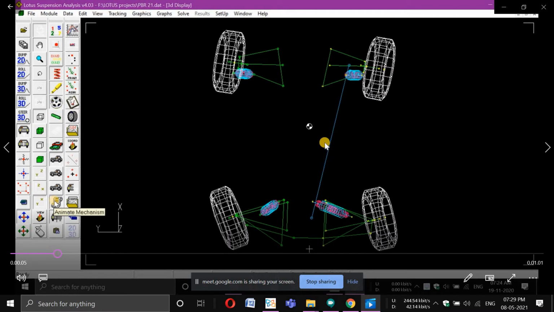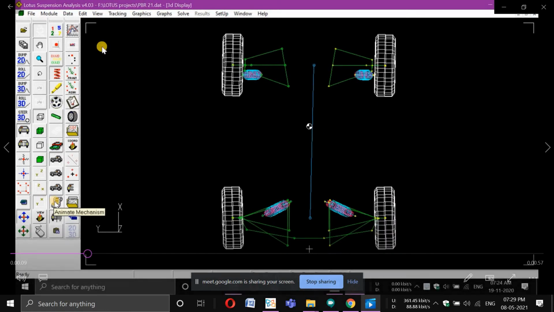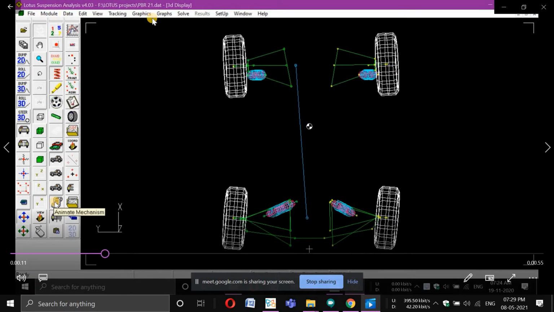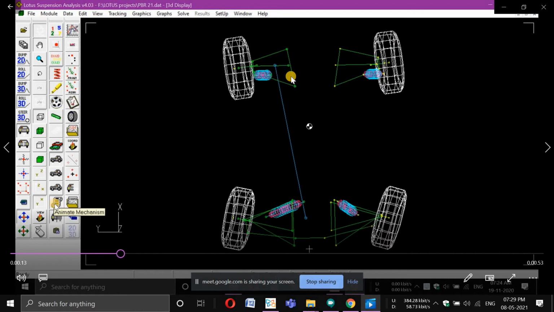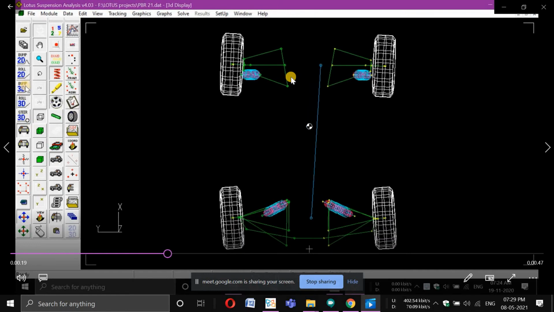Sir, can you see this animation? This is the Lotus suspension software which I have used. I imported the hard points, simulated, and generated graphs for other purposes.